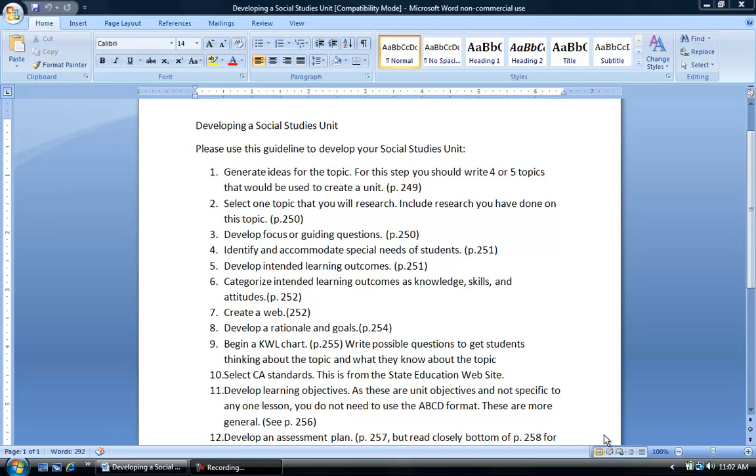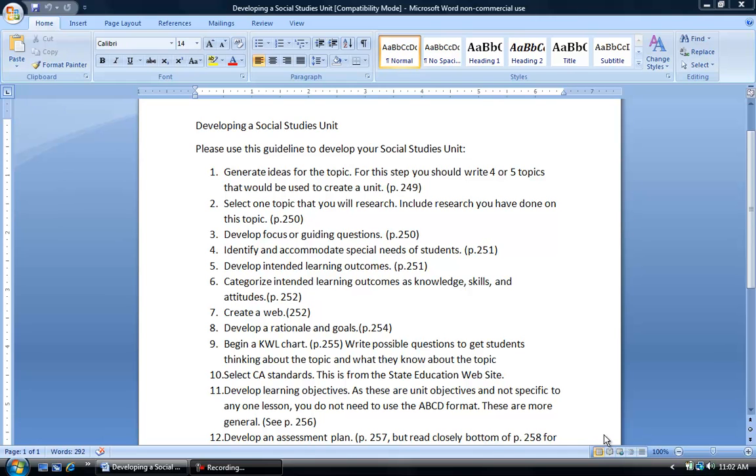Moving on, you're going to develop some intended learning outcomes, and if you look on page 251, the textbook indicates that intended learning outcomes are statements of what the teacher wants the students to learn.